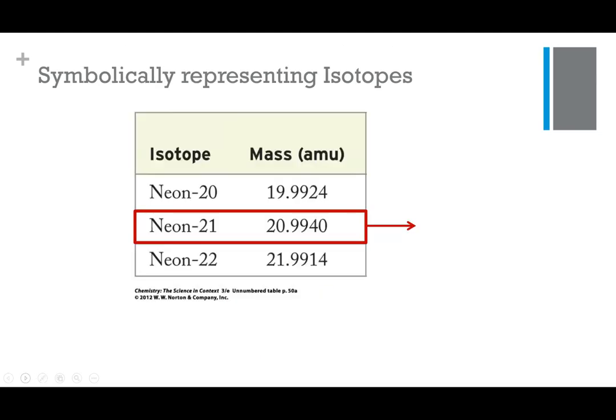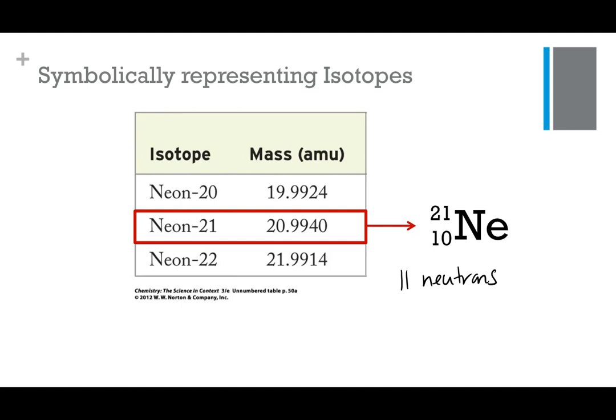Looking at another example, here we see the isotope neon 21. I want you to pause the video and take just a minute to decide how we would symbolically represent this, and then how many protons and neutrons does it have? Here's the symbolic representation, and this one would have 11 neutrons. All right, so that's isotopes.